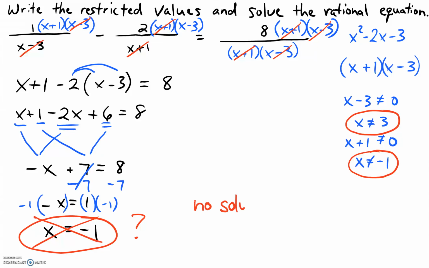So you can either write out no solution, or you can write the symbol for no solution, which is like a 0 with a line slashed through it. And that's the answer to this one. Unfortunately, there is no answer.